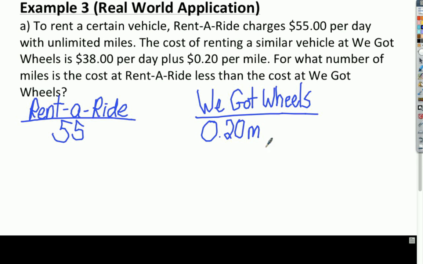Okay, so 0.20m. What does that represent? Miles, per mile. Okay, so it's the 20 cents times the number of miles. Is that right? Times? Okay. And then you said do what? Add 38.